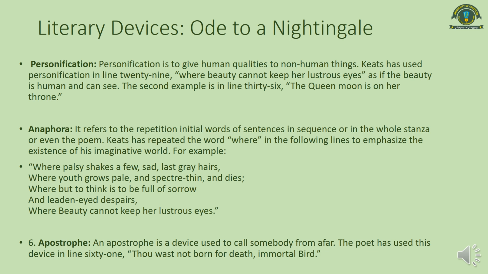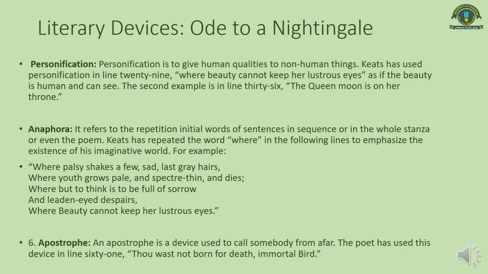Then he compares the moon with a queen who is sitting on a throne. The moon cannot sit on a throne, rather a queen can, a human being can. So this is also the use of personification. Then anaphora. Anaphora means referring back.